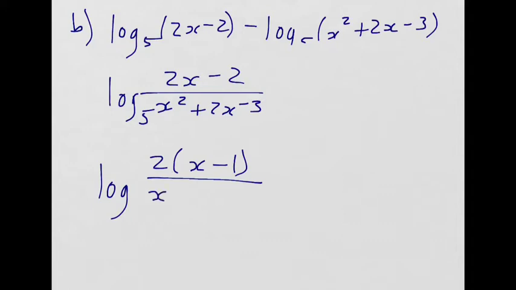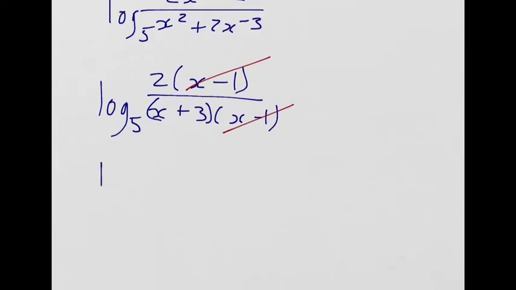x plus 3 times x minus 1. That's convenient. I've got x minus 1 up top, so these will cancel. And I have log 2 over x plus 3, base 5, with the restriction that x is greater than 1.